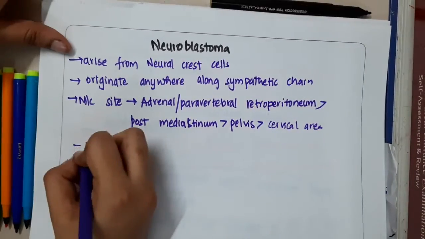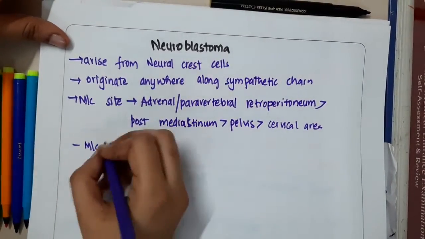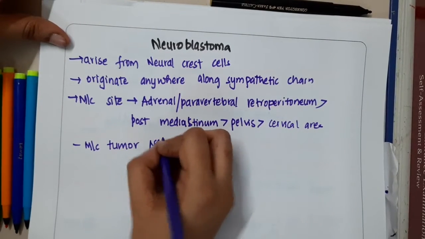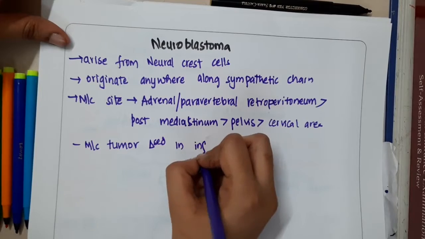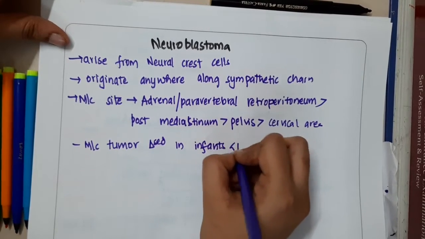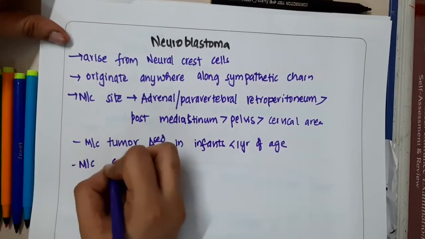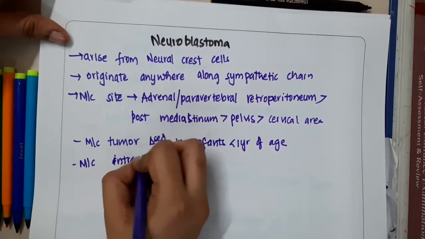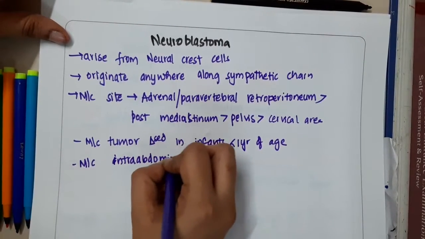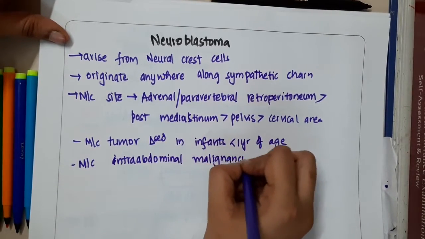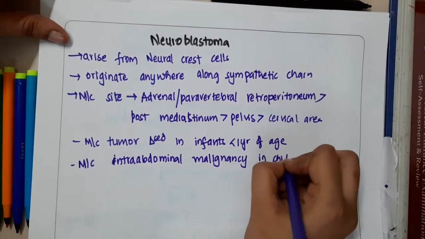What is the most common? This neuroblastoma is actually the most common tumor diagnosed in infants less than 1 year of age. It is also the most common intra-abdominal malignancy in children.